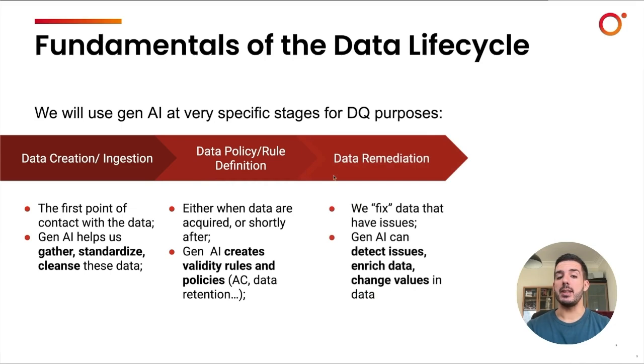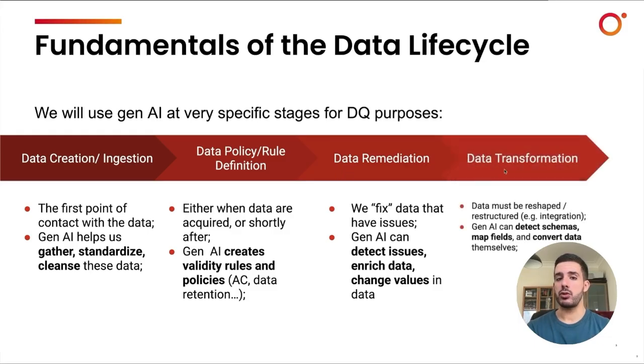Then another stage is data remediation, actively fixing problems themselves, right? We fix data that have issues. And generative AI here can help in the traditional manners just faster, right? It can detect issues, it can enrich data, it can change values in data, it can change formats, it can cleanse and standardize various values, and so on. So it can do a lot of what we already do in terms of profiling and remediation, but in many cases faster and taking more information into account.